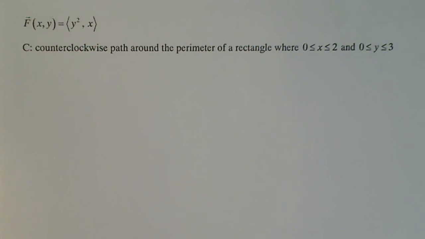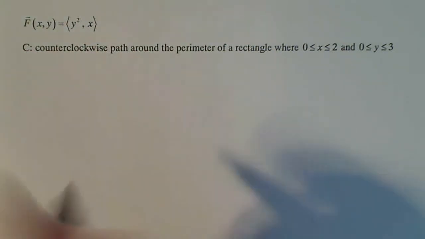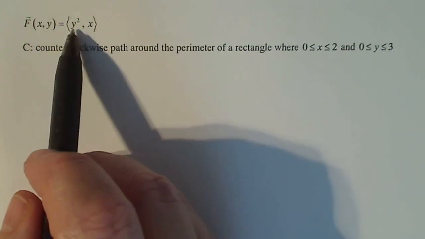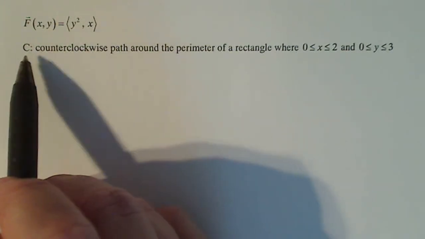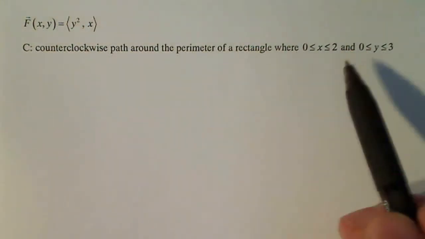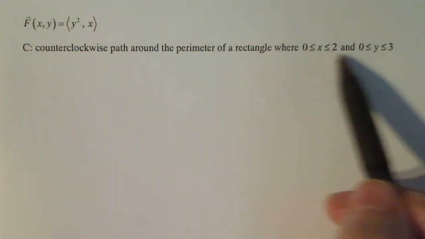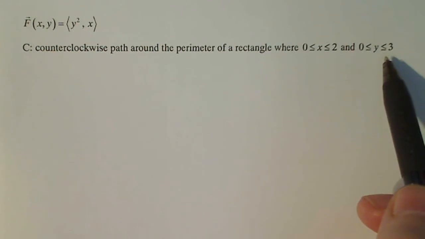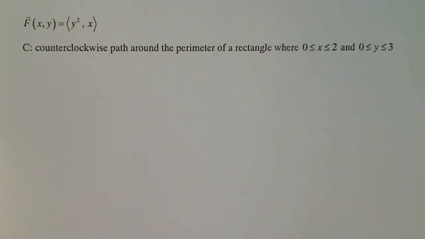Here's another line integral we're going to calculate. So we have a vector field, f of x, y is y squared, x, and my parameterized curve is a counterclockwise path around the perimeter of the rectangle, where x goes from 0 to 2 and y goes from 0 to 3. So, like the other line integrals we've done, we need to determine which method to use.